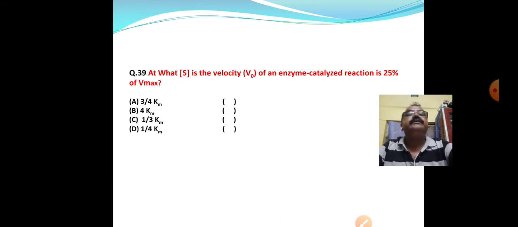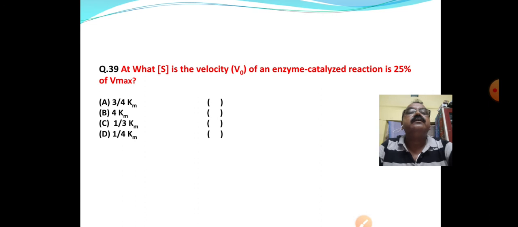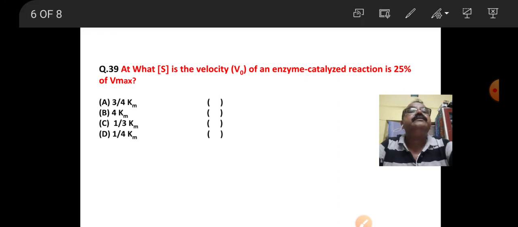The next question is, at what substrate concentration is the velocity V0 of an enzyme catalyzed reaction 25% of Vmax? Here the options are A 3 by 4 Km, B 4 Km, C 1/3 of Km, D 1/4 of Km. Here the correct answer is C, that is 1/3 of Km.